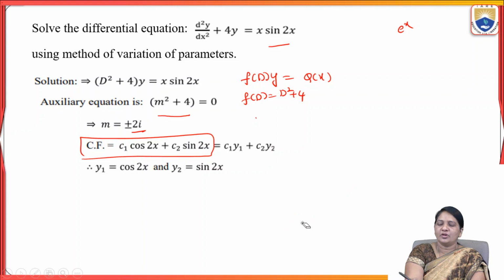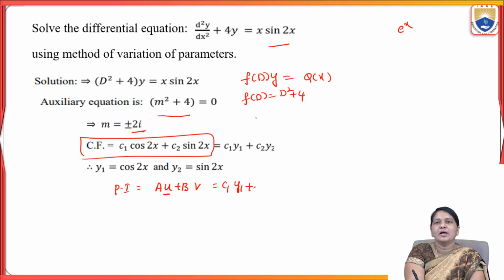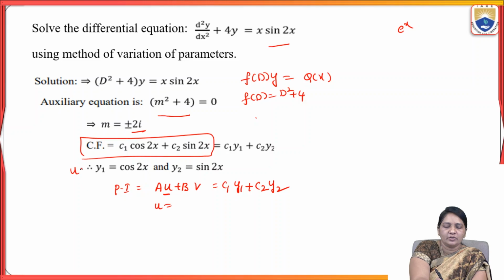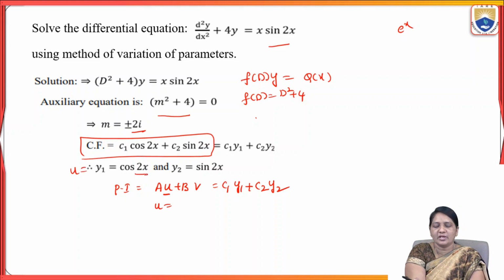So now we are assuming the particular integral here. Particular integral equal to A into u plus B into v, otherwise c1 into y1, in place of u we are taking y1, and in place of v we are taking y2. So now what are the u and y1 values? u or y1 equal to cos 2x and v or y2 equal to sin 2x. So what is the next step we have to do here?